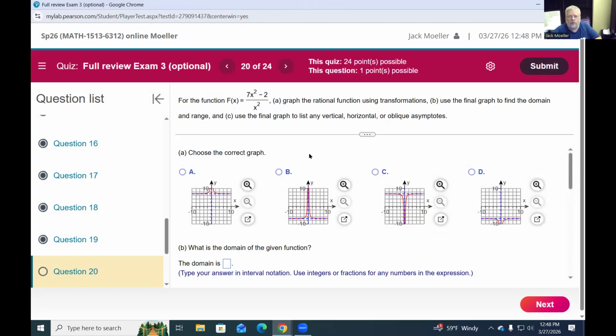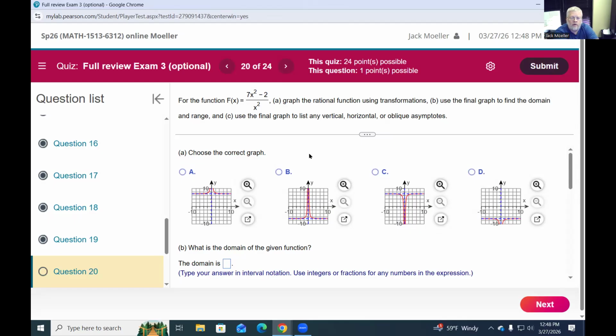Okay, so there's several different ways we can ask these rational function questions. So here we have f of x is 7x squared minus 2 over x squared. Graph the rational function using transformations. Use the final graph to find the domain and range, and then use the final graph to get any horizontal or vertical asymptotes. All right. Now, this one, the transformation is a bit complicated. Like if that 7x squared minus 2 wasn't on top, or the 7x squared on top is what makes this messier, right?